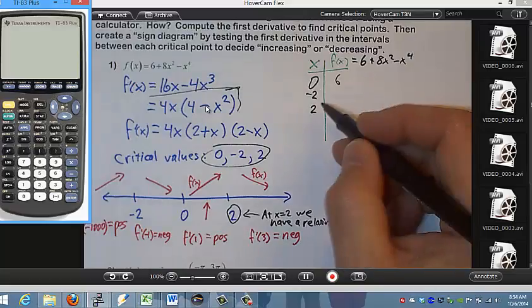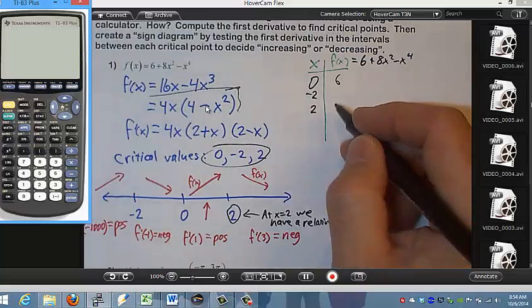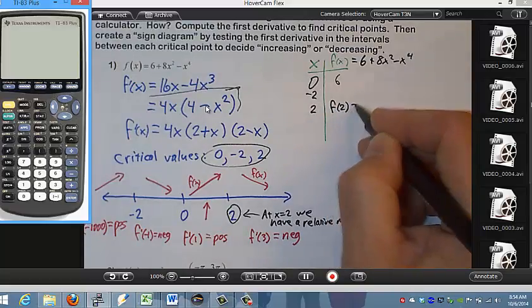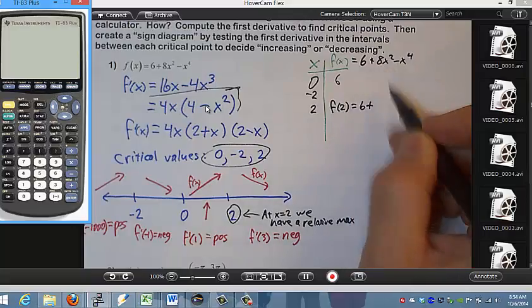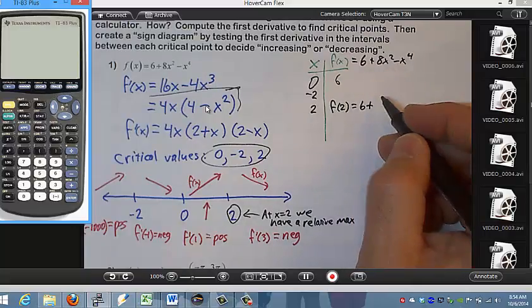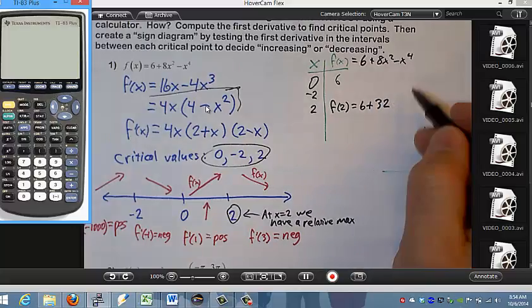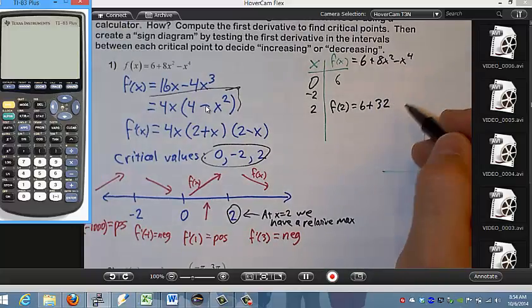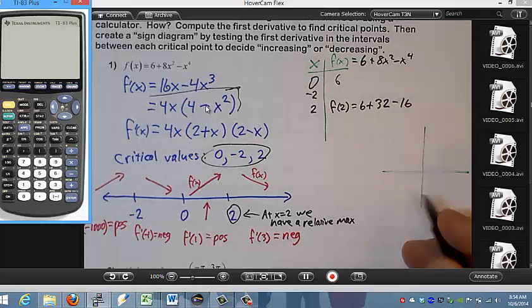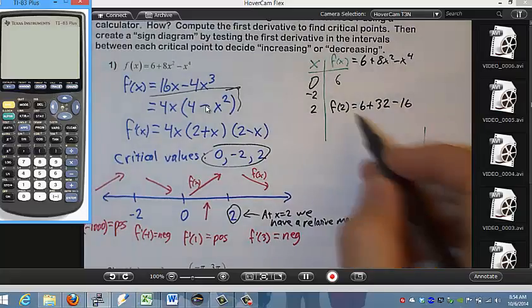Okay, let's see if I can compute one of these. How about f of 2? f of 2 is 6 plus 8 times 4, which is 32. Look at that, no calculator. Isn't that impressive? Minus 2 to the 4th, 16, and that's without a calculator. Round of applause. Thank you. There'll be more mental math a little later today.